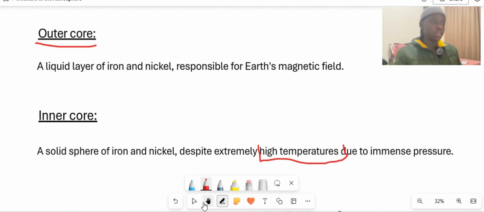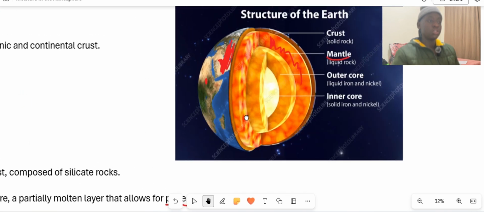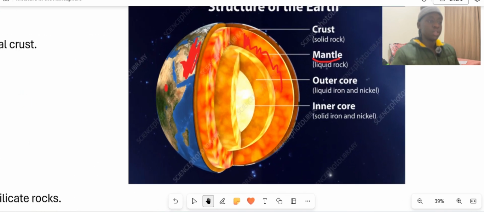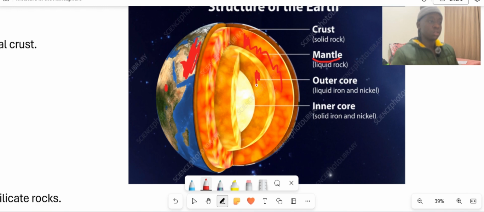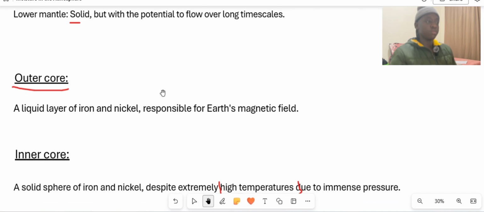The crust, the mantle, the outer core, and the inner core. Yes, as you can see here, this is what? The outer core, and this is what? The inner core. Just have to know this because they may ask them in future exams or tests. So just gotta keep in mind.